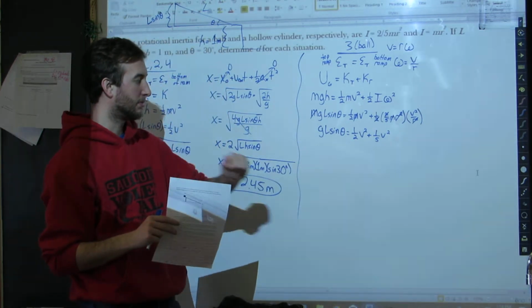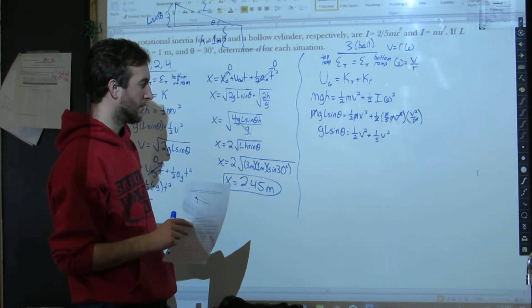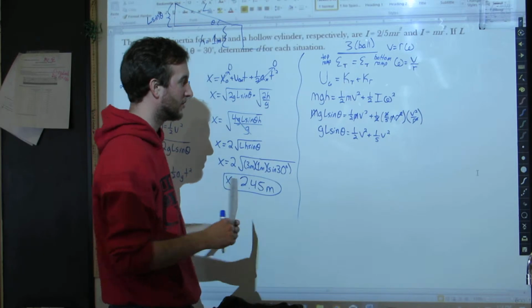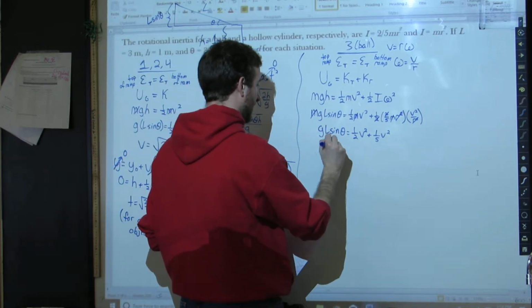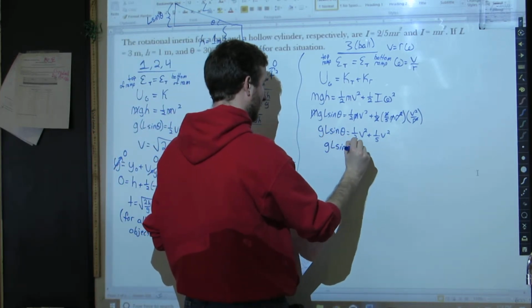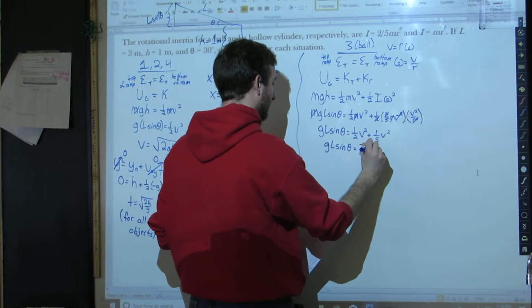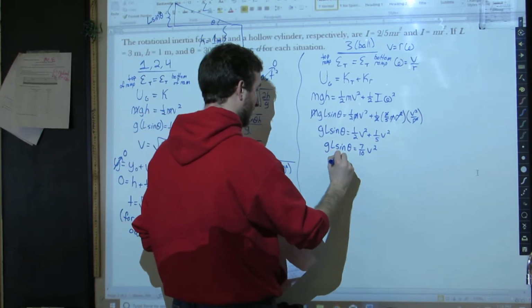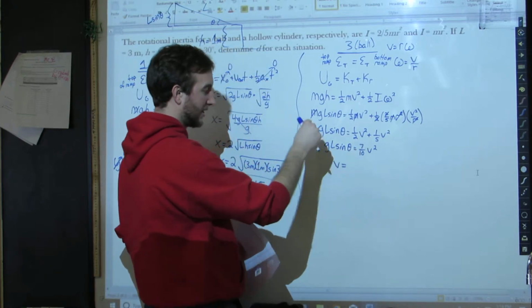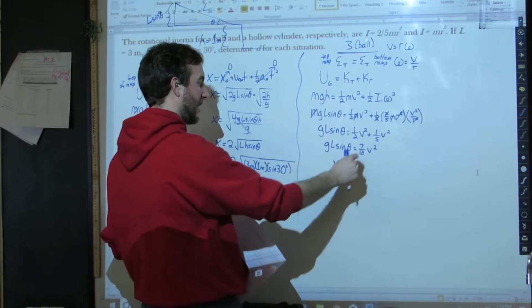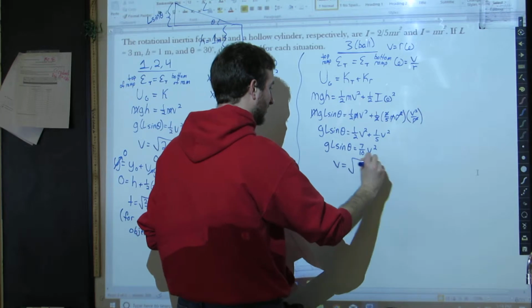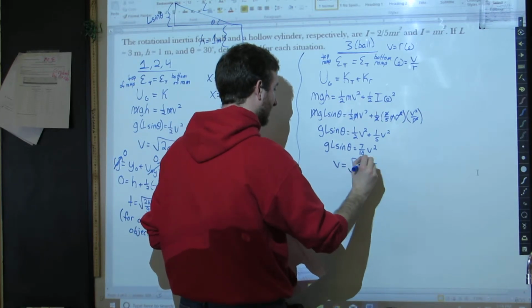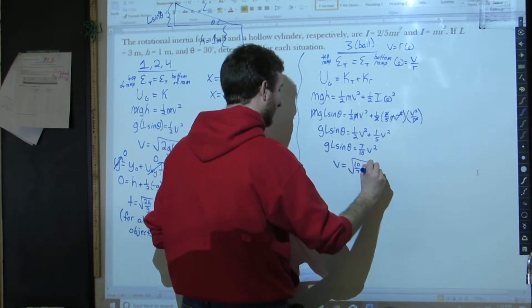Now, 1/2 v squared plus 1/5 v squared, we can do the math in your head. This is 5/10, this is 2/10. You add these together, we get 7/10 v squared. We bring this to the other side. Turns out that v, so we bring the 7/10 to the other side, it's got to be 10 over 7. We take the square root. This ends up being the square root of 10/7 g L sine theta.